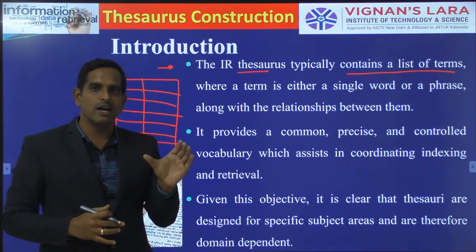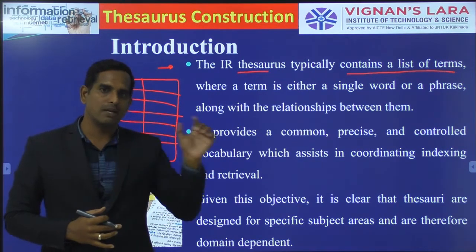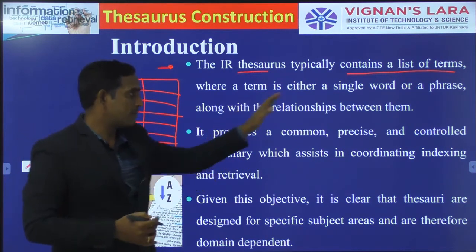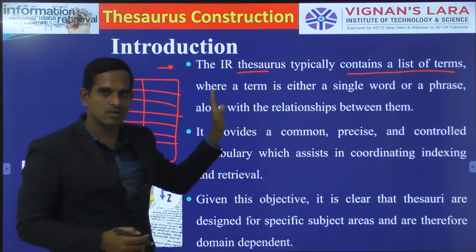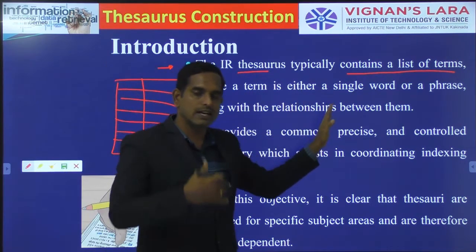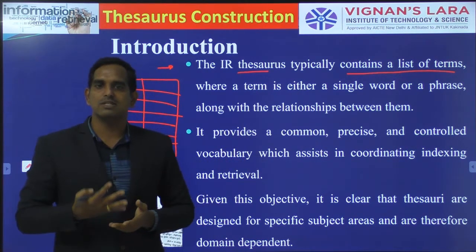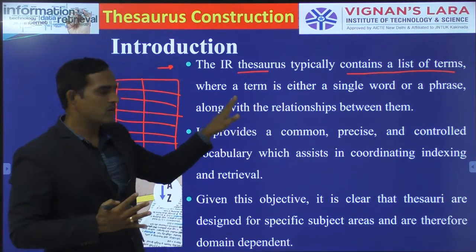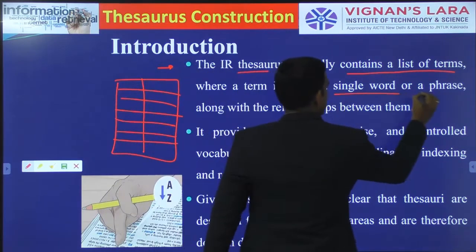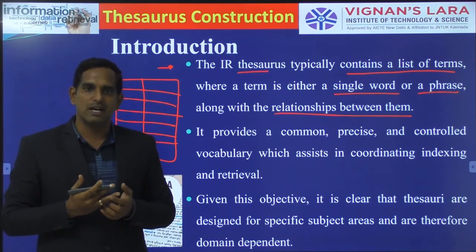Each and every word can be treated as a term in your thesaurus. But remember, a single word can be a part of the thesaurus or a phrase can be part of the thesaurus. So it will contain a list of terms, where the term can be either a single word or a phrase, and there will be relationships between the terms. Having a list of terms and the relationship between the terms is what your thesaurus contains.